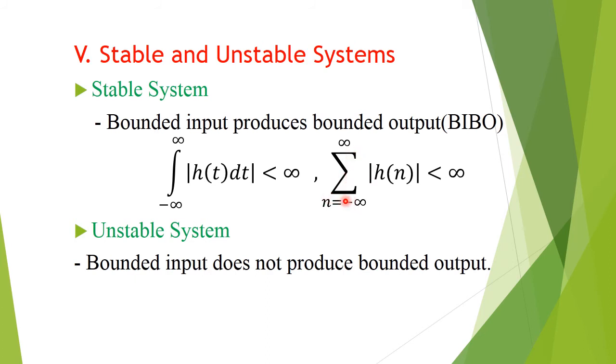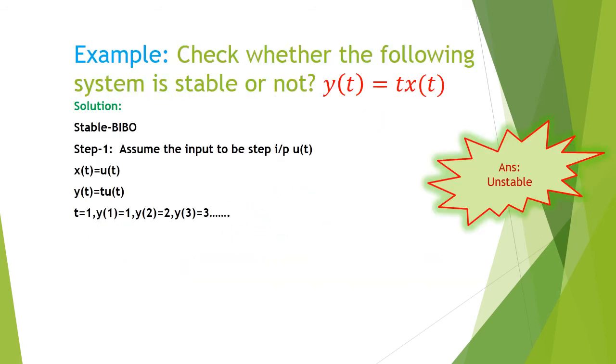So here also, summation, this is for the discrete time case. Summation n equal to minus infinity to infinity, modulus of h of n is less than infinity. If this condition is not satisfied, then it is called an unstable system. So next we are going to see an example problem for stable and unstable system.